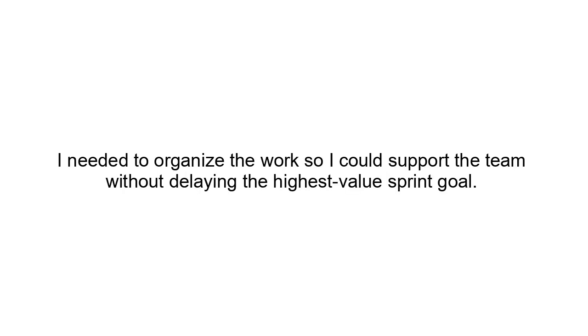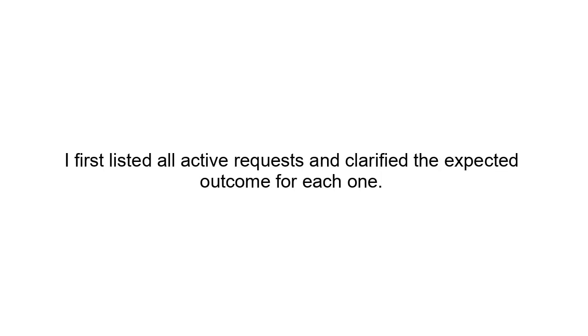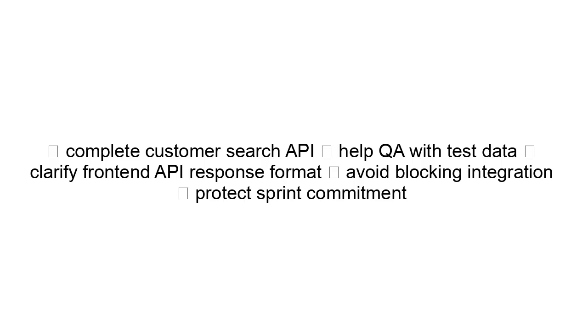Task: I needed to organize the work so I could support the team without delaying the highest value sprint goal. Action: I first listed all active requests and clarified the expected outcome for each one. The priorities were: complete customer search API, help QA with test data, clarify front-end API response format, avoid blocking integration, protect sprint commitment.